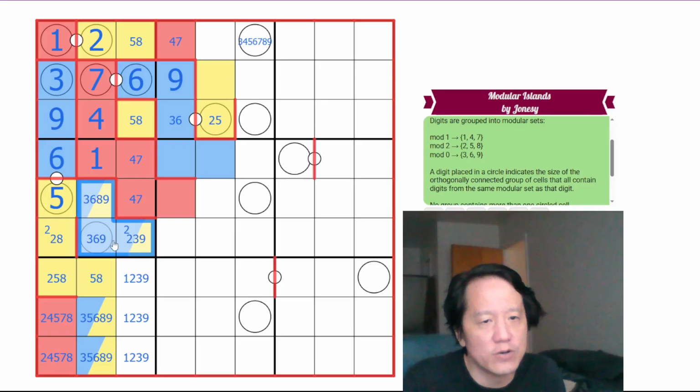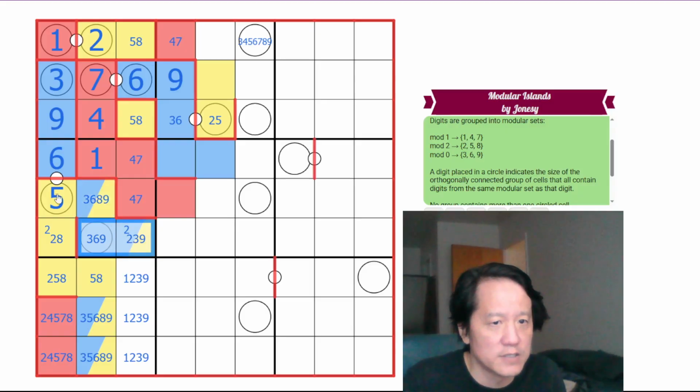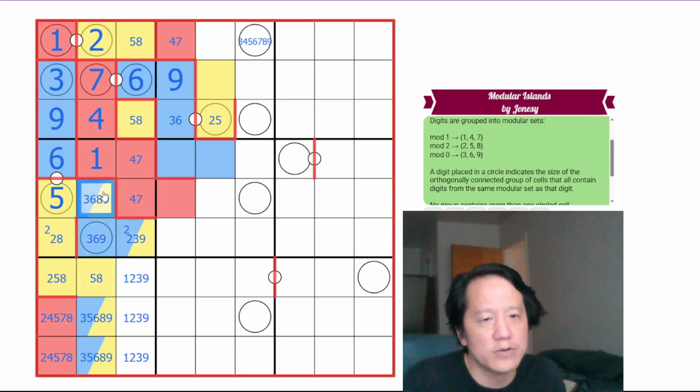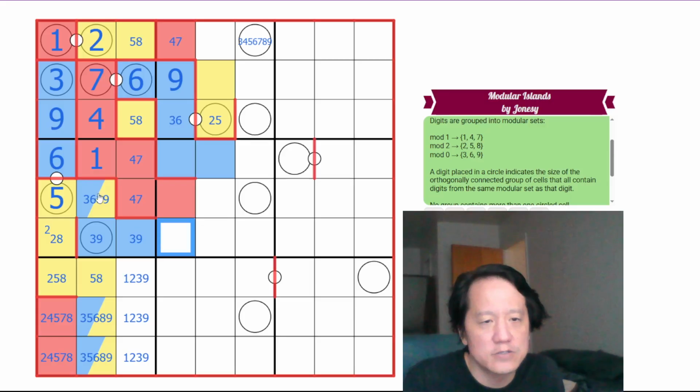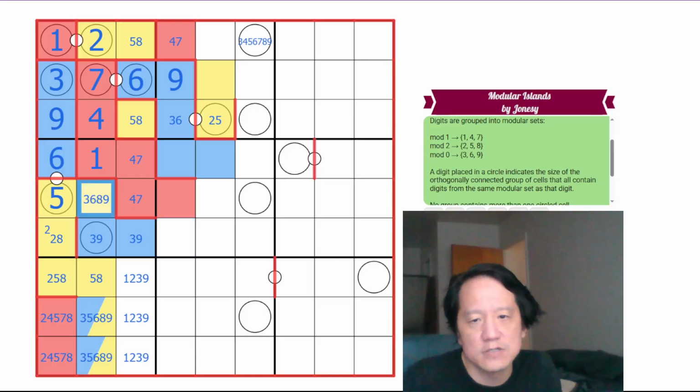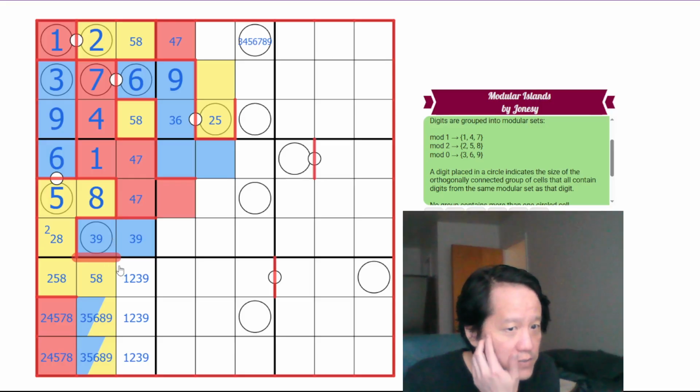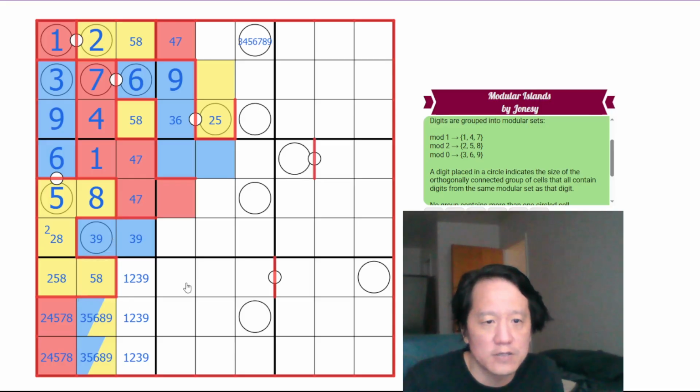This blue must go out this way because it can't go out here to get to greater than 2 as a region. So this must be not 2. It's 3 or 9. Well, now it can't be 6 because of 6 in the box. So we have a 3-9 pair here, which eliminates 3 and 9 here. This can't be 6, it's 8, and is yellow. So the yellow is done as a region for that orthogonally connected region.